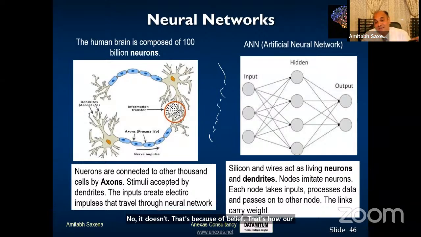Now, what if I do the same thing with our machines as well? That has been done. Silicon and wires act like living neurons and dendrites. It's a very, very interesting topic. Maybe I'll try to show glimpses of some videos of how things actually take place. This is very easy nowadays, to create artificial neural networks.